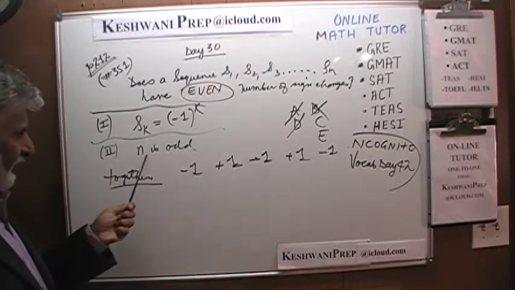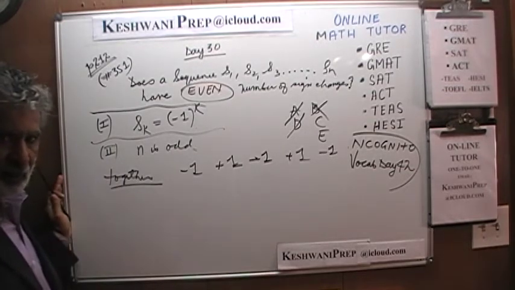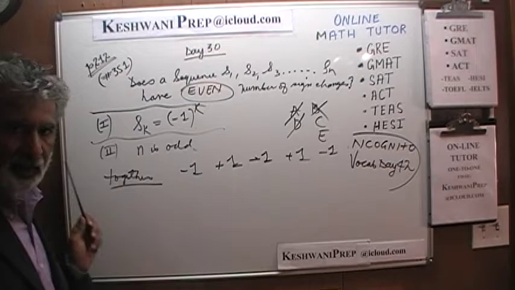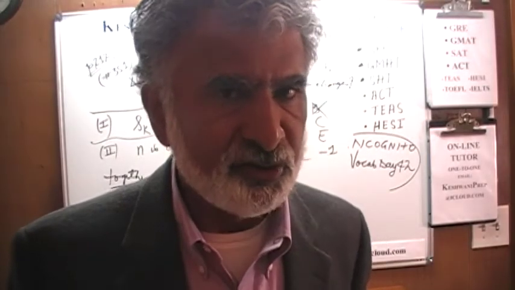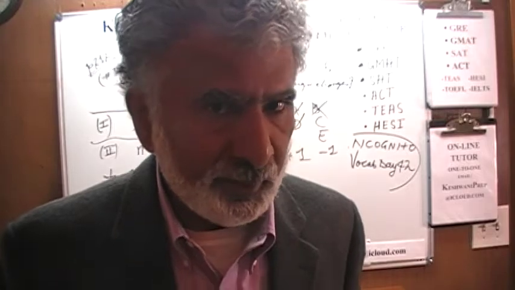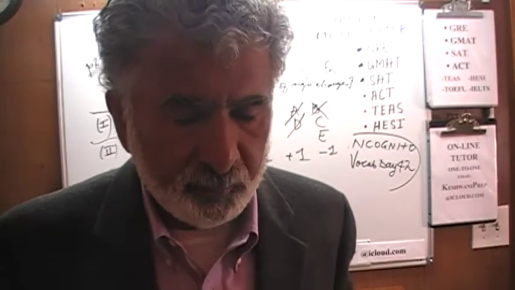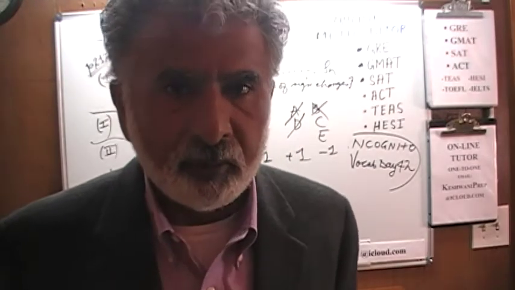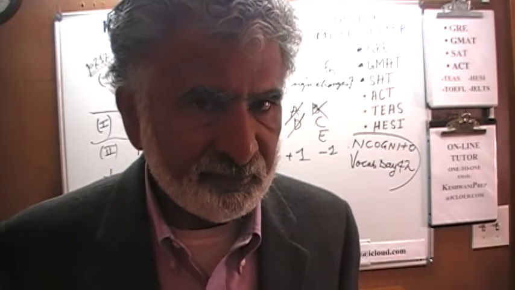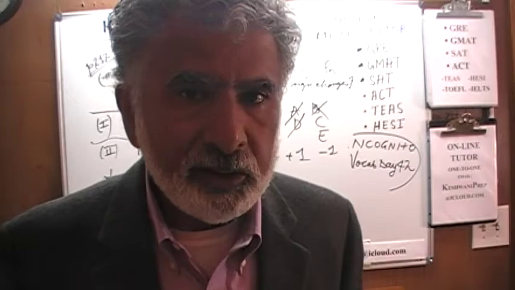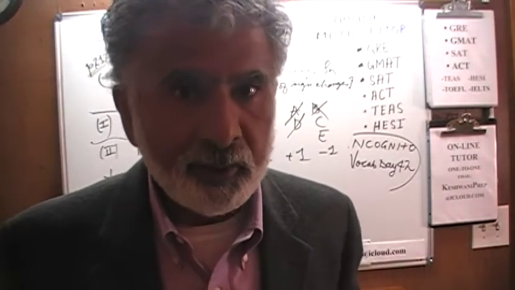And now, since it has an odd number of terms, we can tell precisely whether or not the number of sign changes is even. They're not asking us how many sign changes this sequence has. That we cannot answer, because we don't know how many terms there are. We just know it has an odd number of terms. They're simply asking us, does it have an even number of sign changes? And that we can answer.